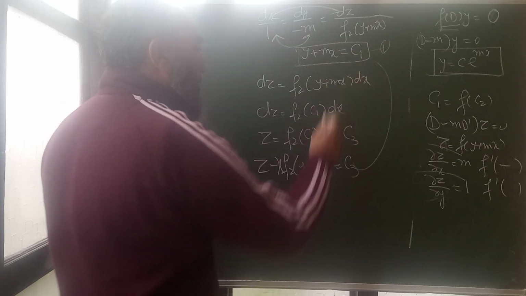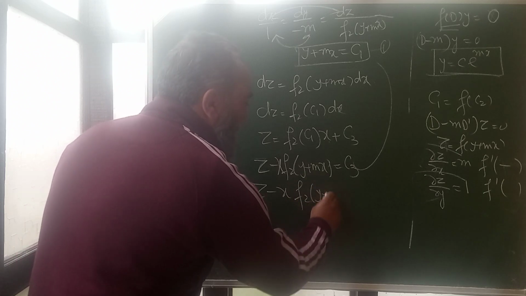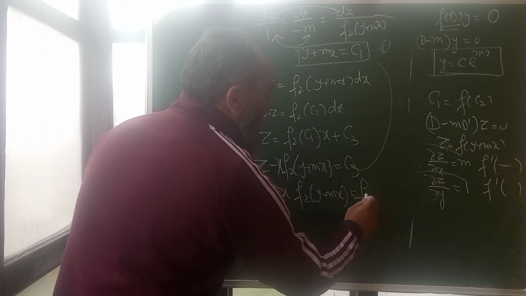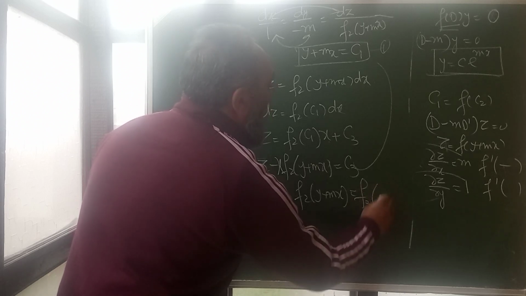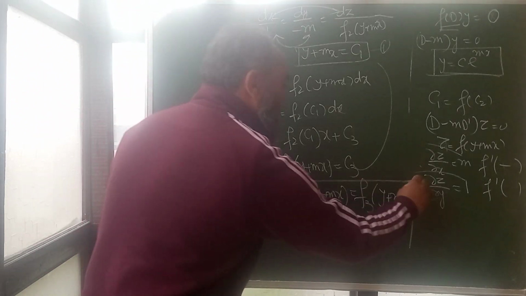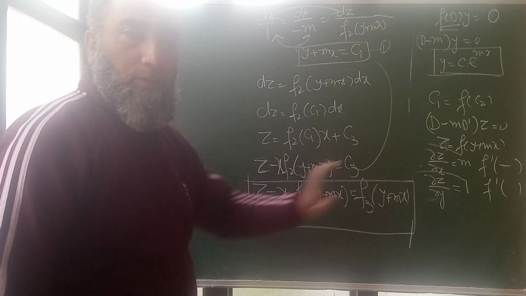C3 as function of C1. Z minus x times function of y plus mx equals some function of, say, f3 of y plus mx. So this is it. This is a solution. Z equals function plus x times function.